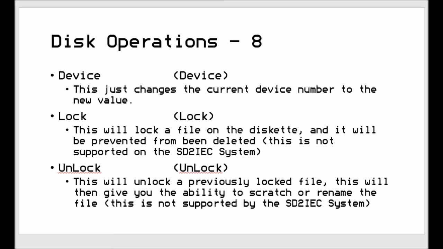Now it works okay on a physical hardware disk, but when you come to the virtual hardware like SD2IEC, and I've done it wrong there as well, look. Oh no, I've done it right. And VICE, it doesn't support it. So you've got to be careful when you're using the lock and unlock on SD2IEC and emulation, because it doesn't work on these tasks. But in the real world, it does. You cannot delete a file or rename a file if you've locked it. The only way you can do that is to unlock it, and so we'll have the unlock command as well.